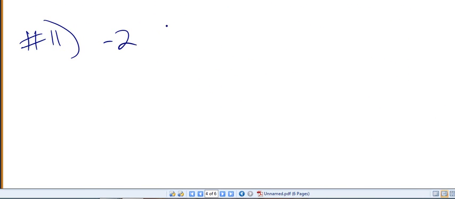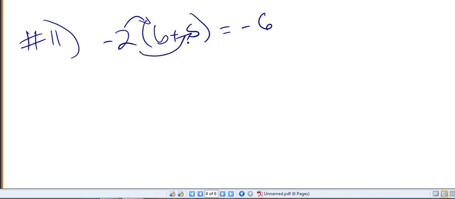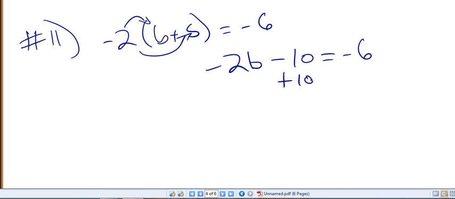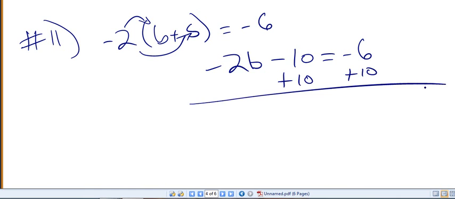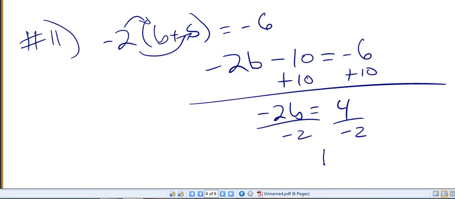We got a negative 2 times the quantity of b plus 5 is equal to negative 6. We're going to distribute our negative 2. So you got negative 2b minus 10. A negative times a positive is a negative, so make sure you get that right. Minus 6. We're adding 10 to both sides, so you got negative 2b is equal to 4. Divide both sides by negative 2. So we got b is equal to 2.